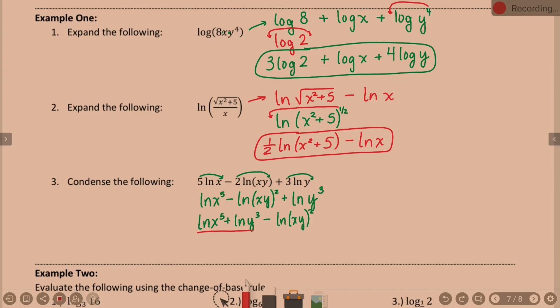I can use the product rule on those first two, yes? So if I do that, this becomes what? Natural log of x to the fifth, y to the third, because two logs being added can be rewritten as one log, where the insides are multiplying. And we still have minus natural log of xy quantity squared.